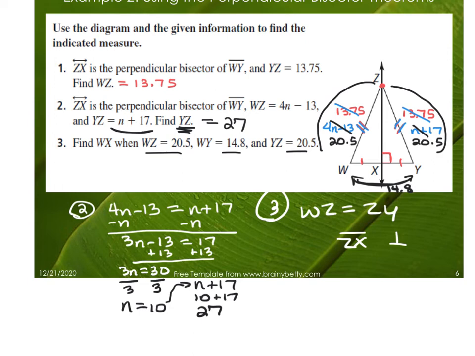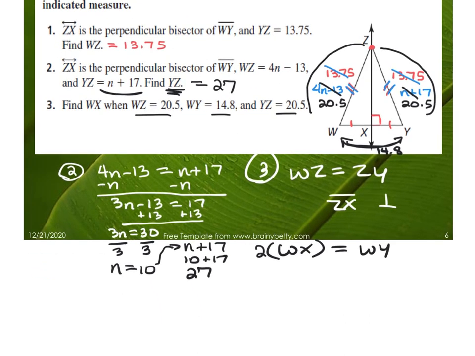I could say that WX is the same. Let me do it this way: 2 times WX equals WY. Well, WY equals 14.8. So 2 times WX equals 14.8, divide by 2, and WX, which is what I was asked to find, is going to be 7.4.